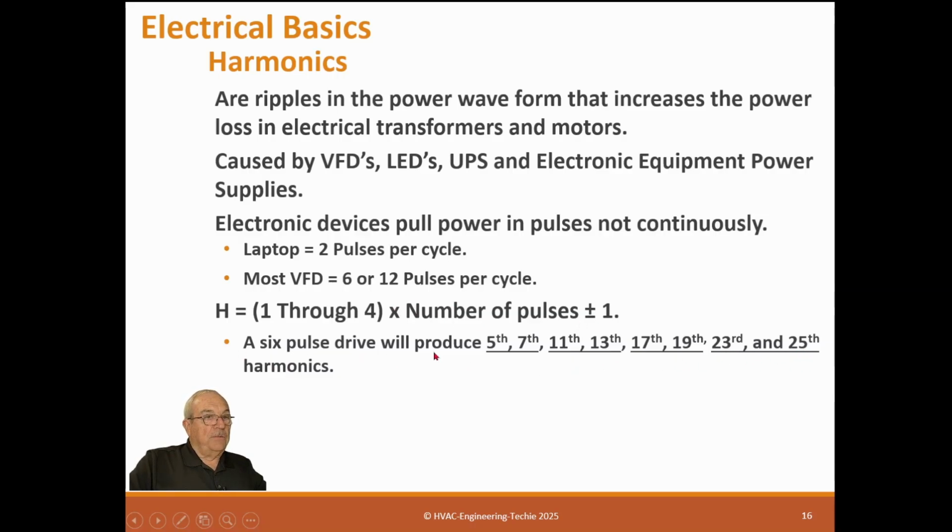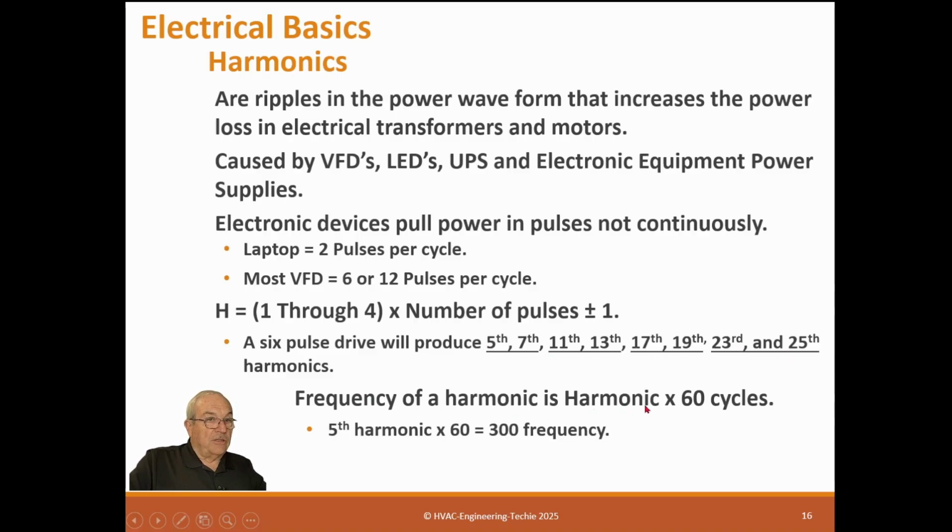So a 6-pulse drive could produce harmonics at all these frequencies. Frequency of a harmonic is the harmonic times 60 cycles. So a fifth harmonic here would be 300 hertz, or a 25th harmonic would be 25 times 60, which is a much bigger number. So you can tell where you've got problems.